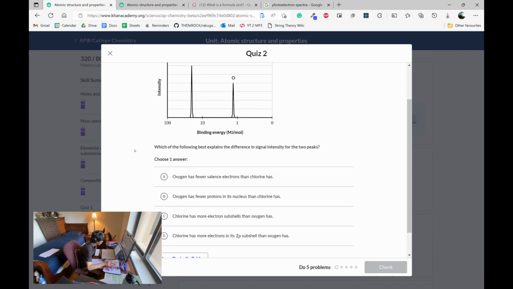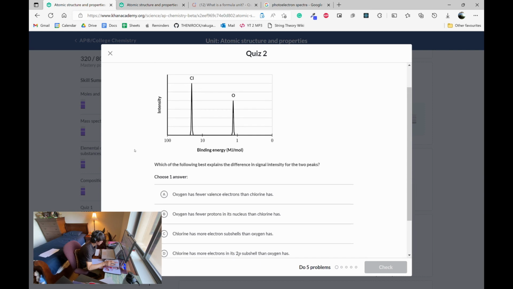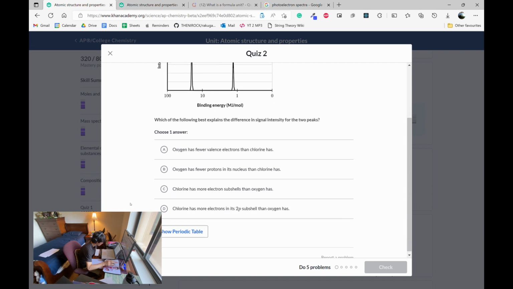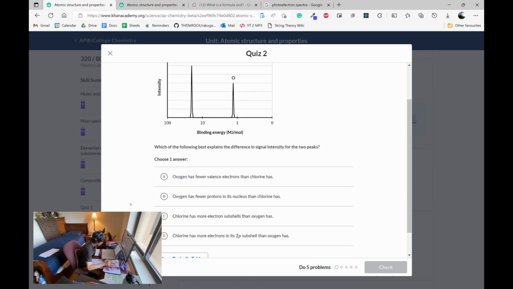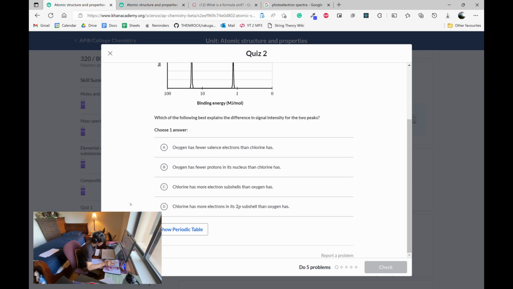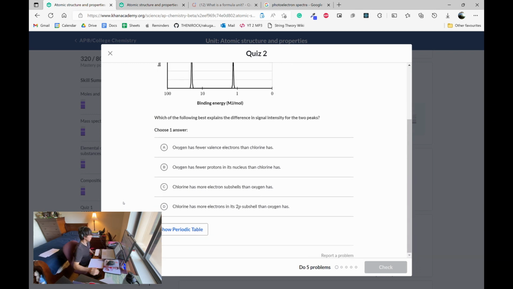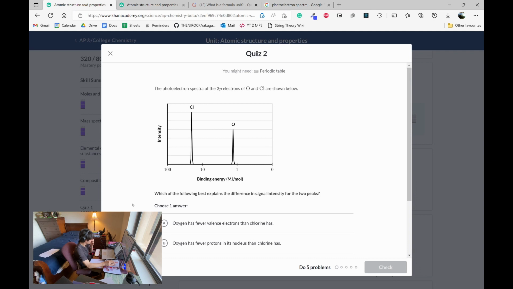Oxygen has fewer valence electrons than chlorine, fewer protons than chlorine, but chlorine could have more electron subshells than oxygen. Chlorine has more electrons in its 2 proton? Wait, chlorine is not 2. What is P? I don't know what P is. Subshell. Is that like the orbit? Then oxygen. Oh man.